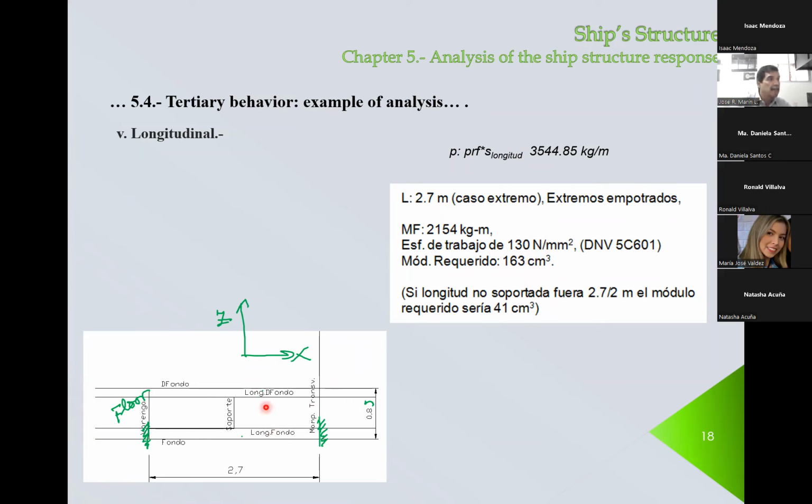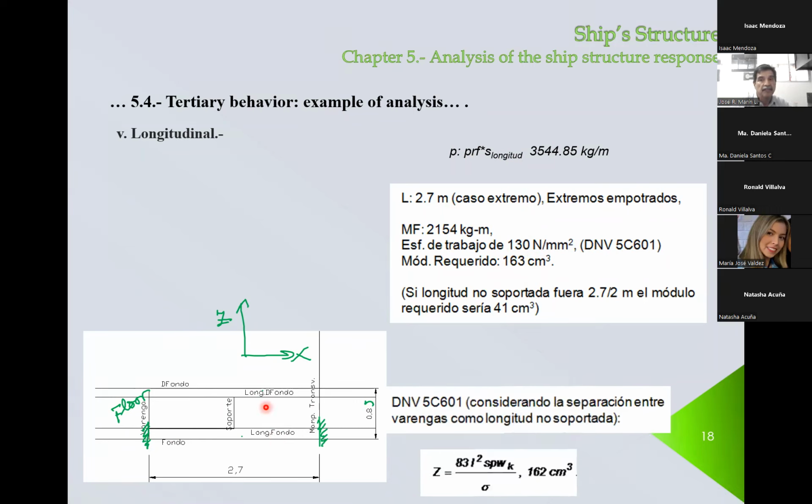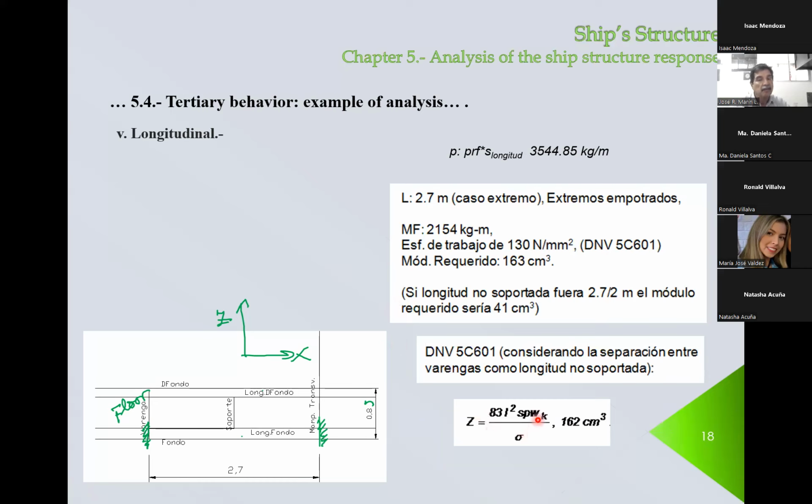Okay, but now we could apply the formulation from DNV. This is the formulation from DNV. Okay, this is the rule. And this is the result. So basically, this formulation tells us that they are considering from here to here, it's unsupported in the bottom. So you see the relationship between what they are doing with what we obtained applying chapter 1.